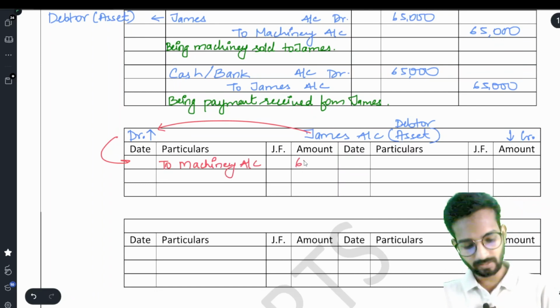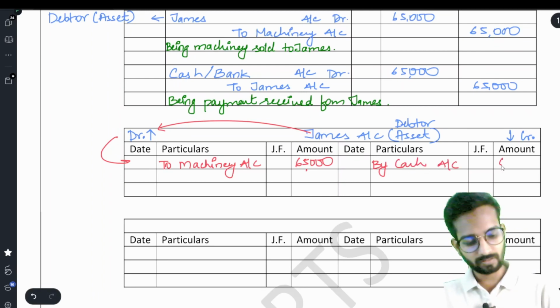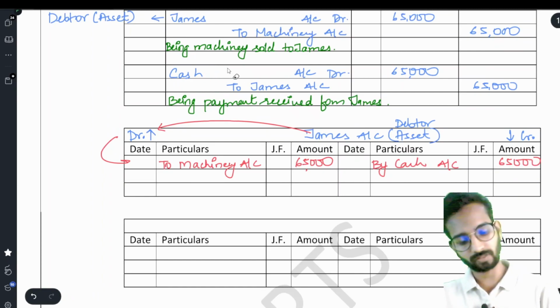How much? 65,000. And here we will write cash account debit to James. So we will write by cash account 65. To remove just confusion, we will just take cash only, but don't worry, both are correct. Cash account debit.